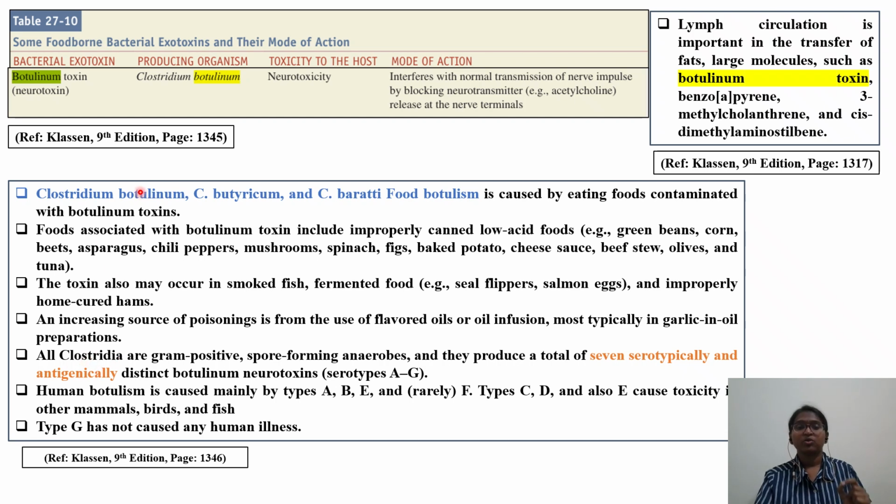All Clostridia, whether it is botulinum or butyricum or baratii, are gram-positive, spore-forming anaerobes, and they produce a total of 7 serotypically and antigenically distinct botulinum neurotoxins. So the serotypes are A to G. Out of which some are more poisonous, more harmful, that we'll see. Human botulism is caused mainly by type A, type B, type E, and rarely by type F. So A, B, E, F are the ones causing human botulism. C, D, and also E cause toxicity in other mammals, birds, and fish. Type G has not caused any reported human illness.